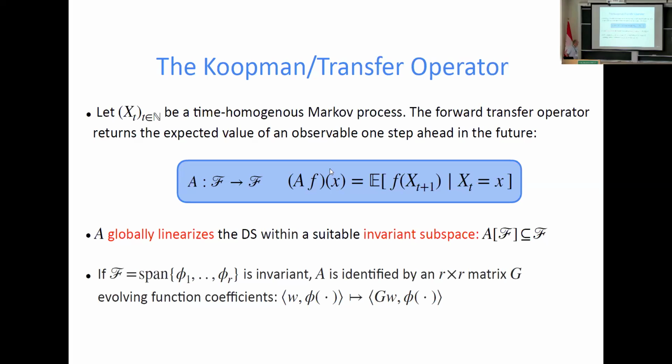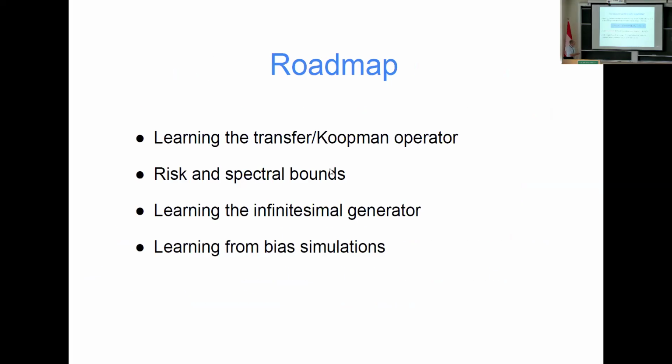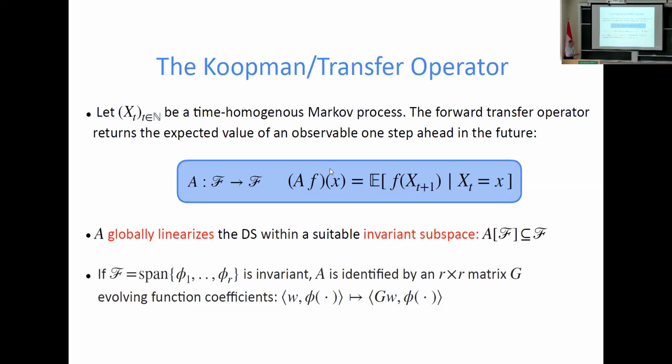The range of the operator needs to be the space itself. And this is a delicate business, okay? So for instance, if the space is finite dimensional, and if I know that this finite set of functions forms an invariant subspace, then the operator is identified by this matrix G, which evolves the function coefficients, okay? Interrupt anytime if you have questions.